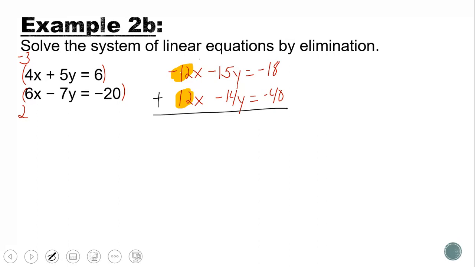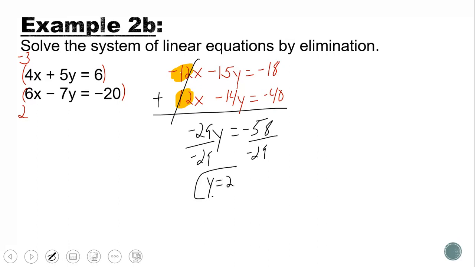-12 plus +12, that'll cancel. -15 plus -14 is -29y. And then -18 plus -40 is -58. Divide by -29. This works out nice and even. -58 divided by -29 is a +2 for y. So there's my y value.